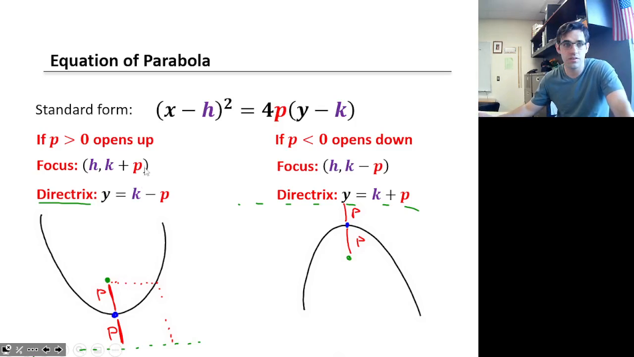So you get a radio signal. If it bounces basically anywhere off the dish, it'll reflect towards the focus. And so that's a good way to take a signal and direct it to a receiver.